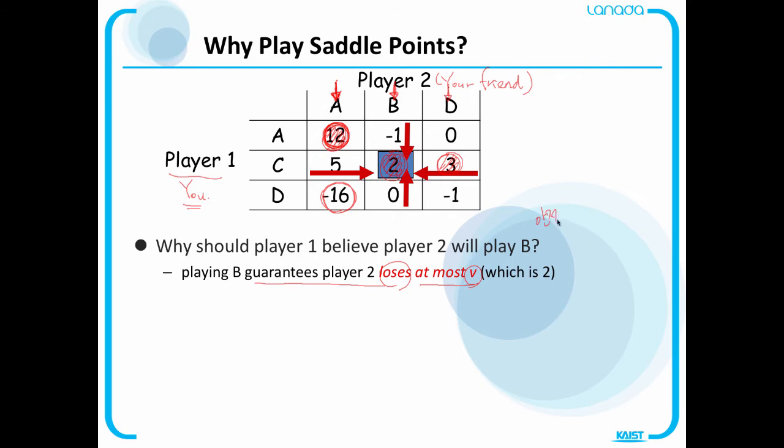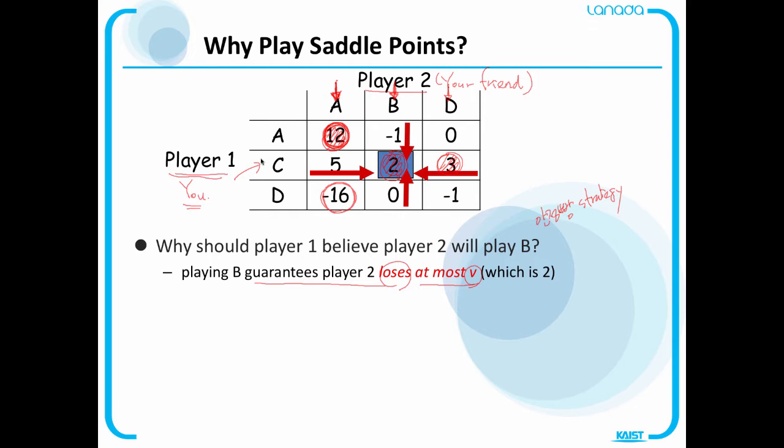It's like a safe strategy, right? I mean, player 2 should be very shy, so he does not take the risk of losing a lot of points. Player 2 tries to guarantee the loss in the worst case, at most. So that's why player 1 believes that player 2 will choose B, and that's why I will choose C. I mean, this is the game.